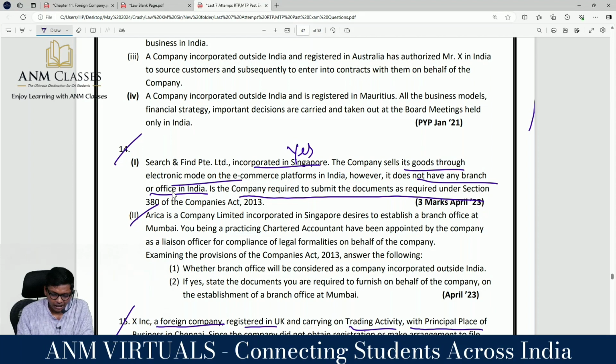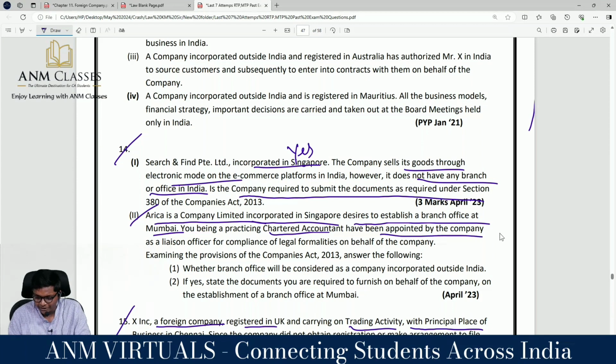Euros. Okay. Arica is a company limited incorporated in Singapore. Desires to establish a branch office at Mumbai. You being a practicing chartered accountant have been appointed by the company as a liaison officer. Same question. Whether branch office is required to follow, consider as company incorporated in India.